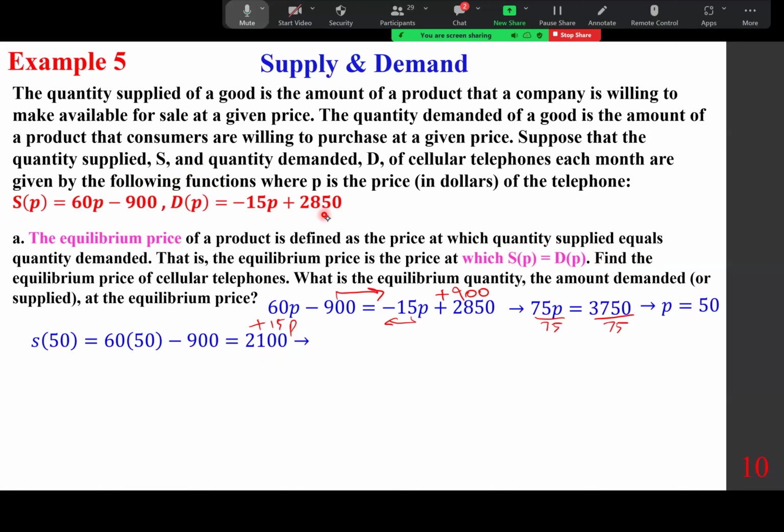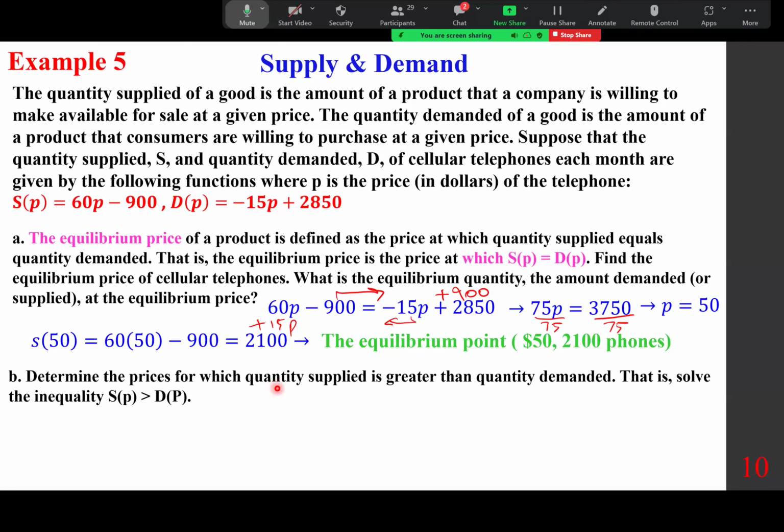and they become identical. Minus 15 times 50 plus 2850 should be 2,100 as well. And it is, because it's negative 750. With that, it adds up. What does it mean? The equilibrium point has coordinates $50, 2,100 phones. So at that point, the demand is met, the correct pricing, the correct number of phones are being sold.